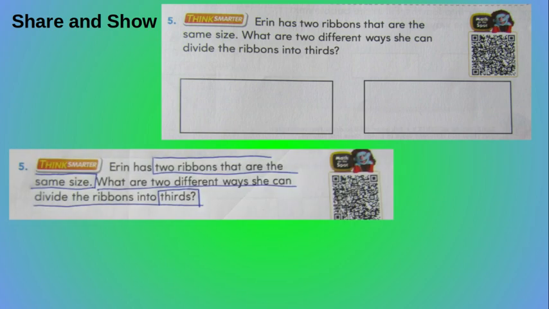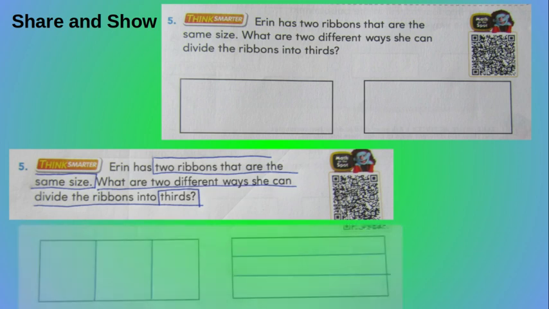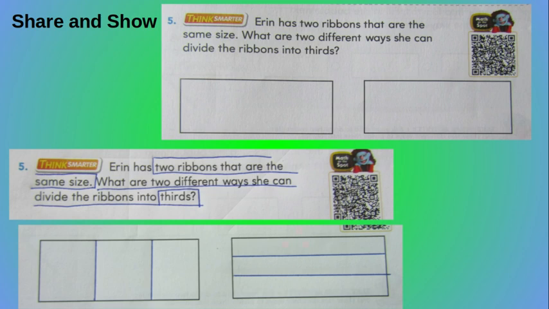You should have underlined what are 2 different ways she can divide the ribbons into thirds, and then boxed up 2 ribbons that are the same size. And also, again in the question, we needed to box up thirds to tell us how to divide these 2 pieces of ribbon. Remember, I told you thirds, I think, are the trickiest to divide. So here's what I did to show thirds 2 different ways. Remember, diagonal lines don't work well with thirds when you're doing a rectangle or a square.